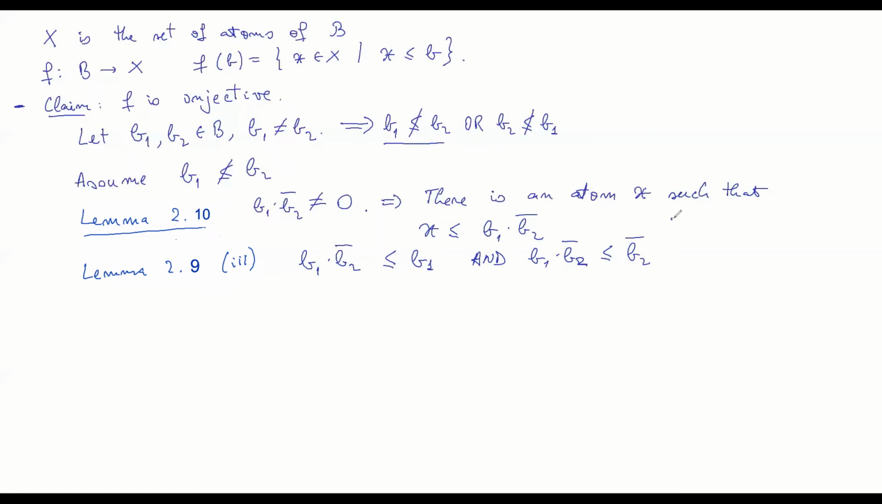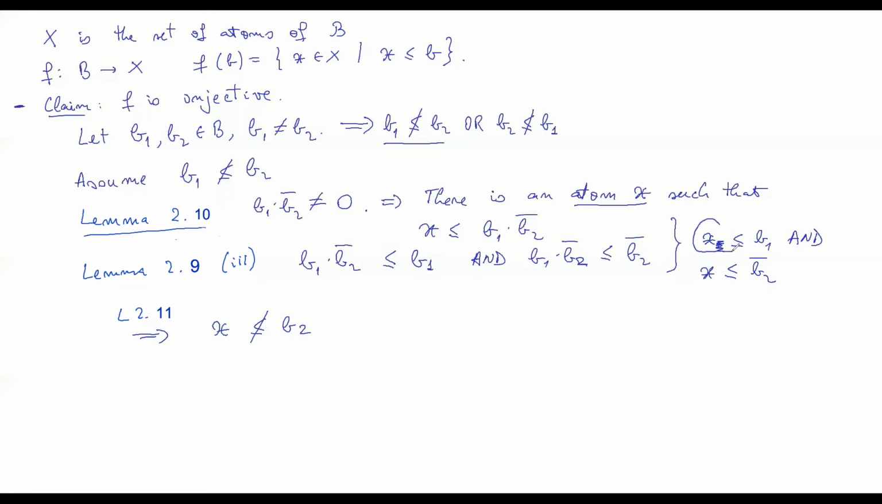And so from these two, and the fact that X is an atom, what we get is that X is smaller than or equal to B1, X is smaller than or equal to B2. I'm sorry, B2 bar. So from this, it follows by lemma 2.18 that X cannot be smaller than or equal to B2.